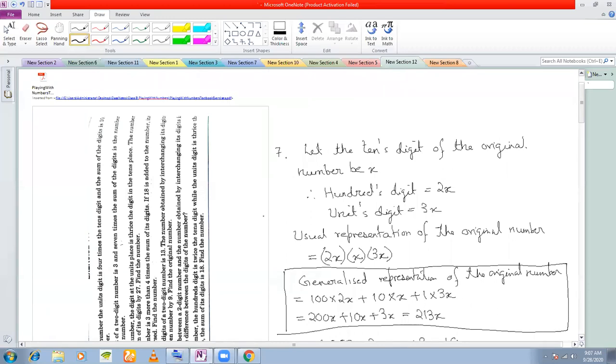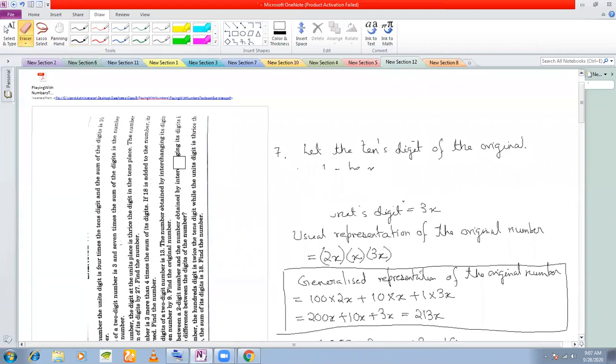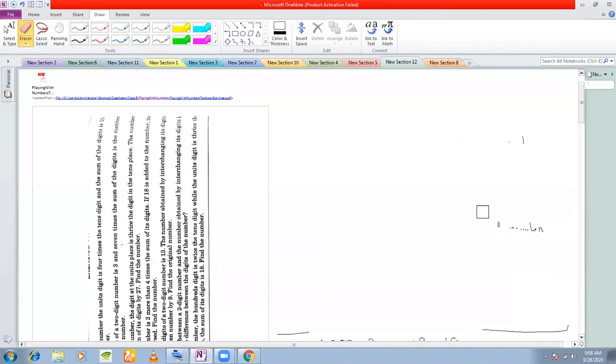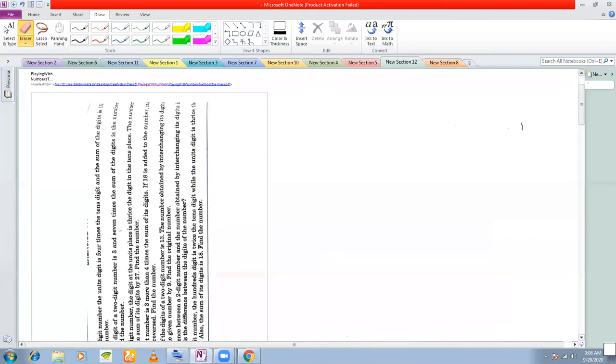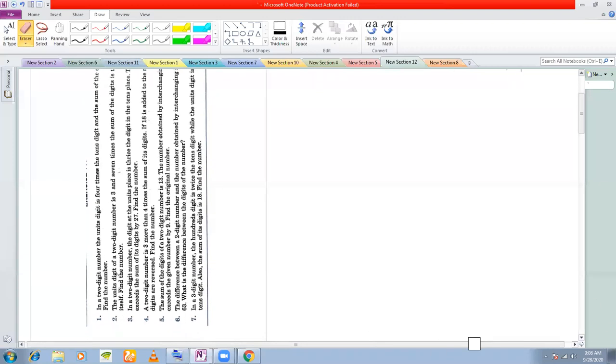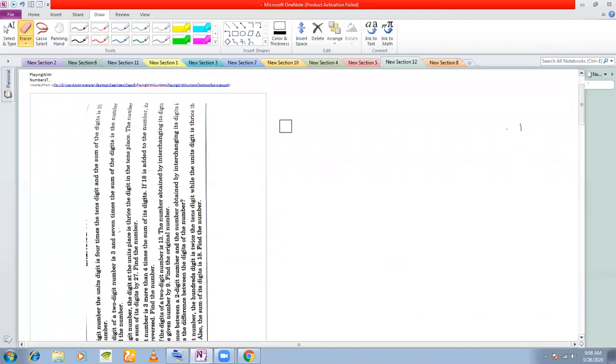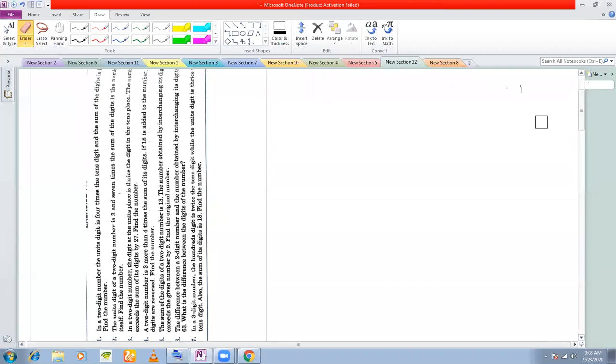The problems that you have doubts in here are number 2 and 3. I just wanted to discuss one problem, but since you have given 2 and 3, I'll give you the outline of the problem so that you can solve it later on your own. The question here, if you see number 2, is: the units digit of a 2-digit number is 3 and 7 times the sum of the digits is the number itself.